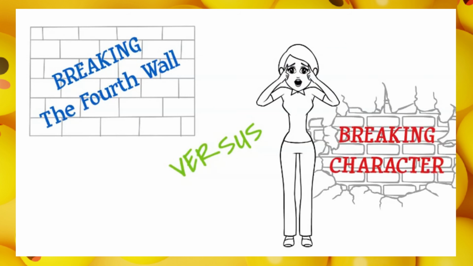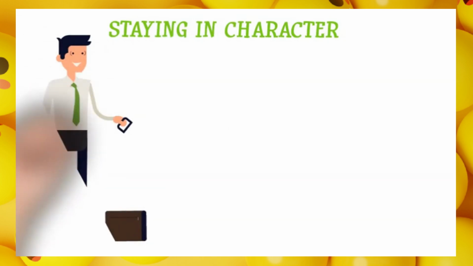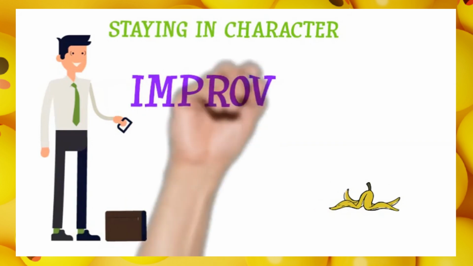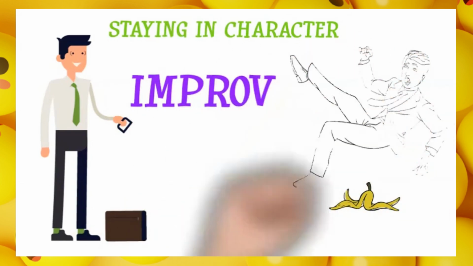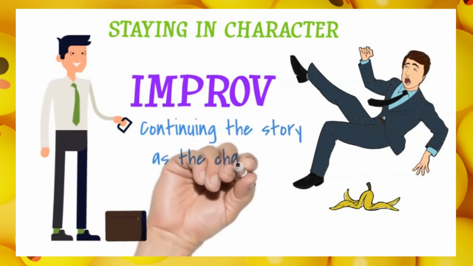There are times when it is incredibly difficult to stay in character, particularly if something goes wrong with another actor, prop, or set piece. In this instance, actors may have to improvise. Improvisation is when an actor remains in character but has to make up the story for a short time until the problem is corrected.